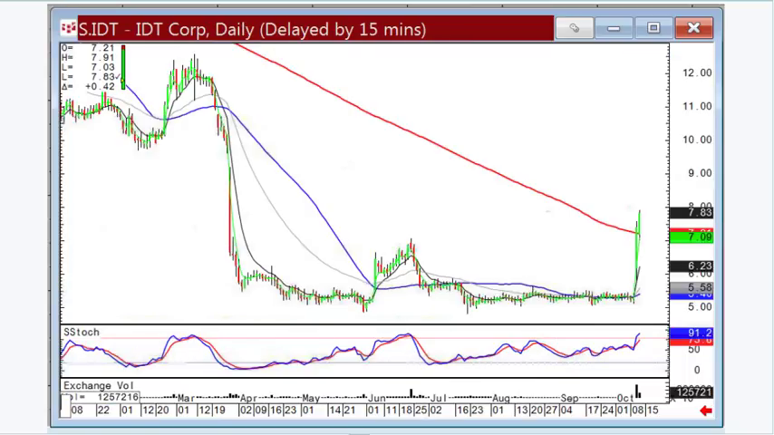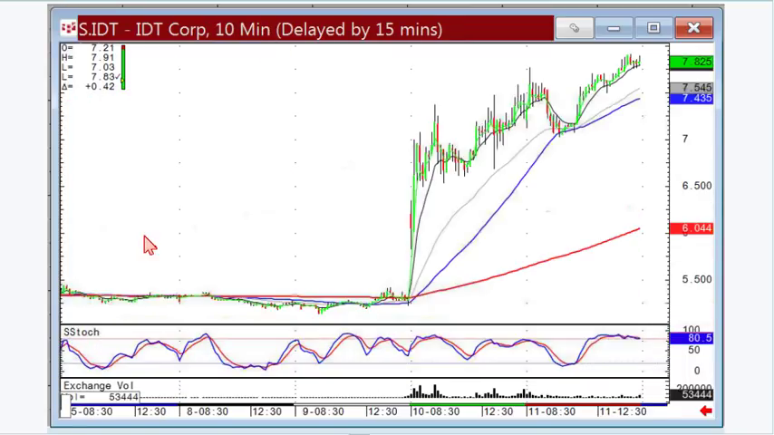Well, here's your 10-minute chart over the last couple of days, where they opened a little bit lower and then started taking it right back up again.